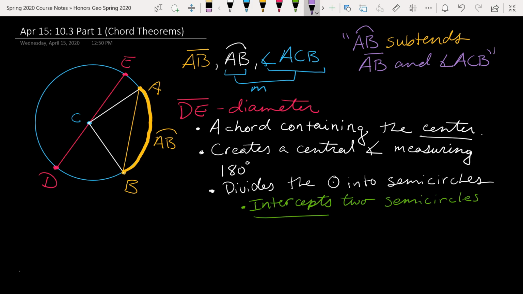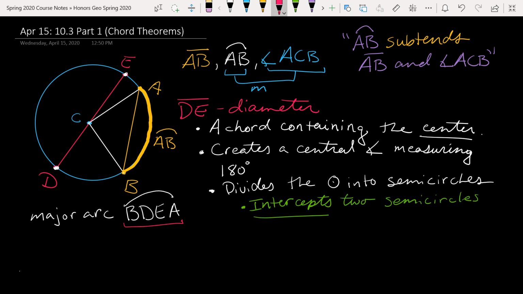Since chord AB, arc AB, and angle ACB are closely related, and the angle and the chord both define that arc, we can say that in all cases other than a diameter like DE, a chord, just like a central angle, will divide a circle into a minor arc and a major arc. In this case, chord AB creates minor arc AB, but it also creates major arc BDEA, since that larger arc also runs through point D and point E before it gets back to point A.